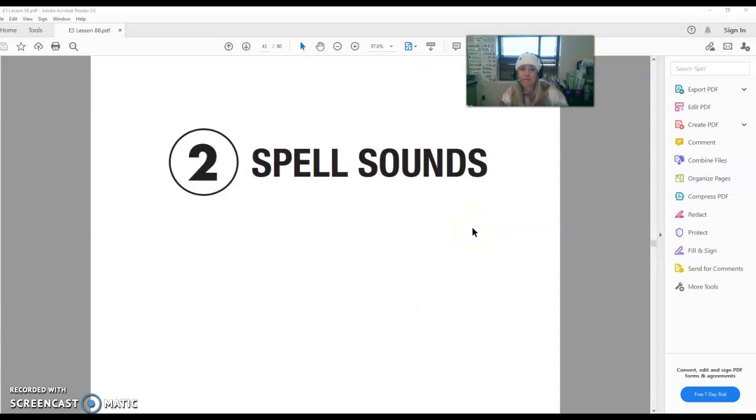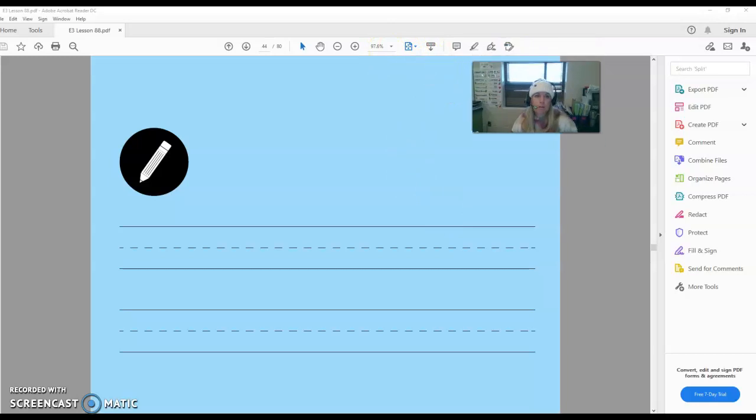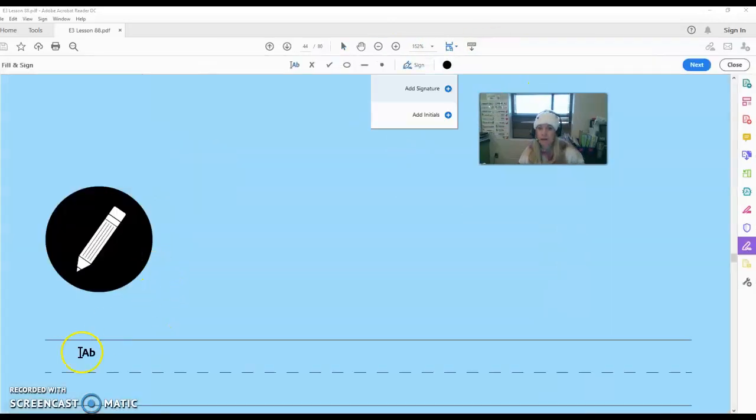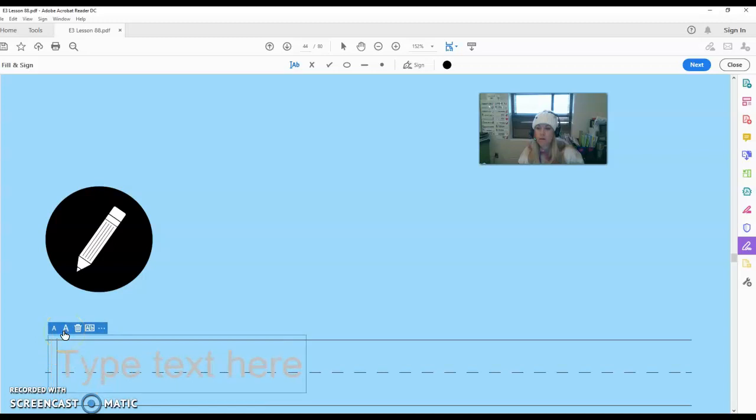Good job. All right, and now we're going to spell some sounds. So what you can do here is either if you have a whiteboard with a dry erase marker, or you can just get out a notebook with a pencil or pen or marker, preferably the marker, and go ahead and write down the sounds that you're hearing, and then you can always send me a screenshot of that. Okay?